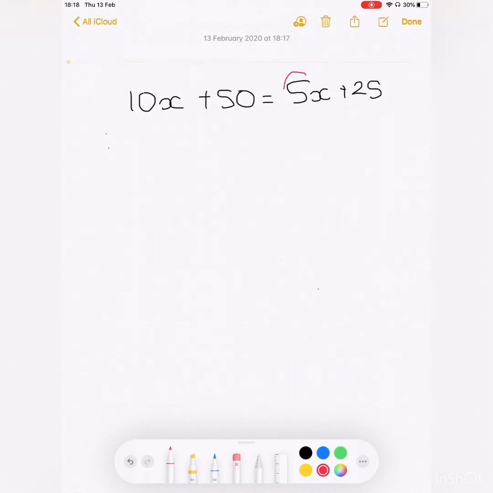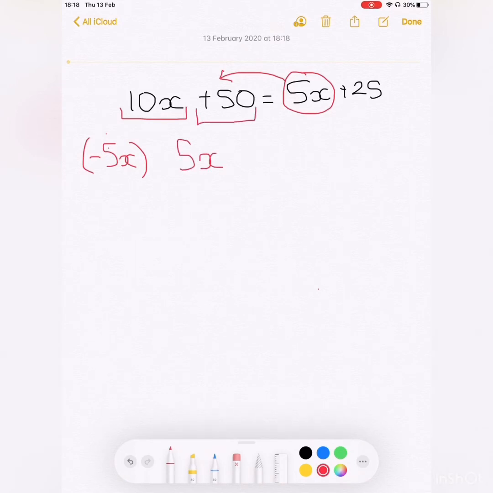So this is our smallest x. So we're going to move it on to that side. So it becomes a minus 5x. So we get 10x minus this 5x gives us 5x. That plus 50 stays the same. And then all that's left on this side, we've got rid of that. So all that's left is that 25.